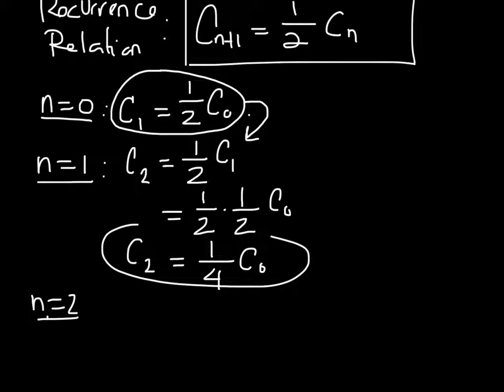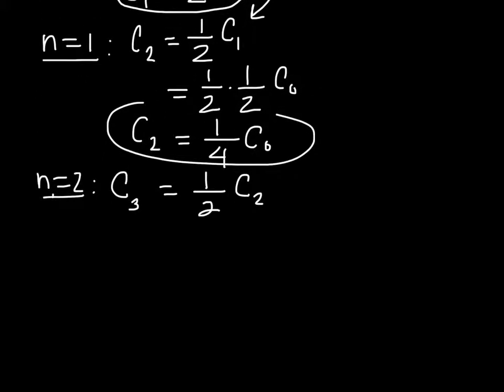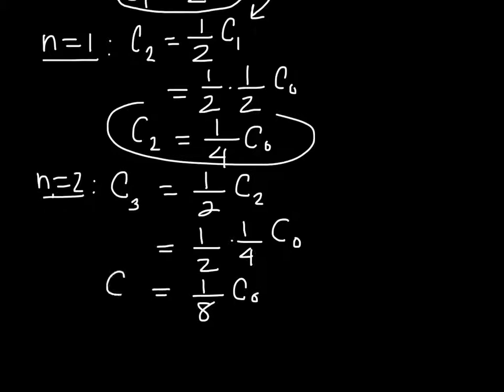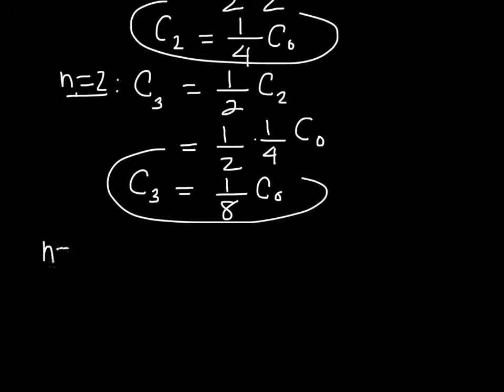So if n is 2, then we have C2 plus 1, or C3, and that's just going to be half of C2. And again, we found C2. It's just above, right? C2 is 1/4 C naught. So then C3 is 1/8 of C naught. So another relationship.